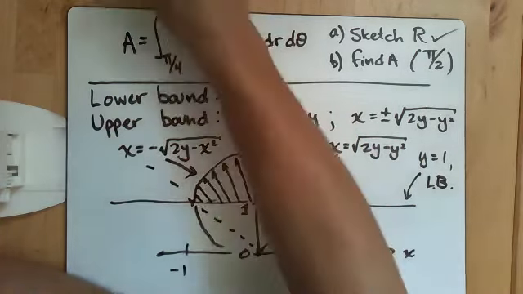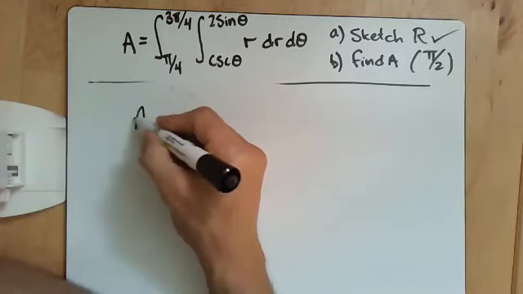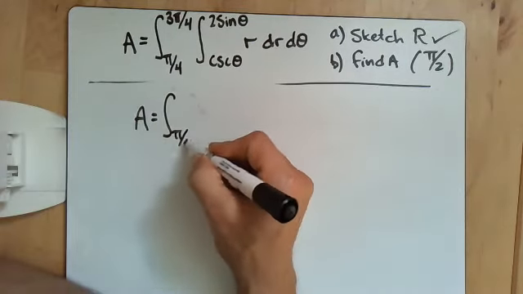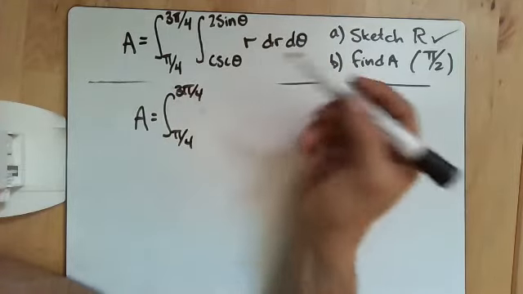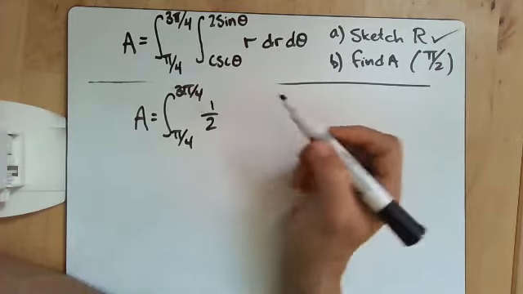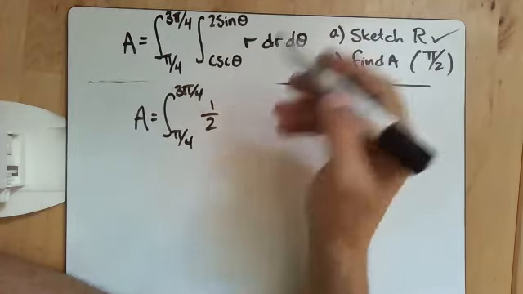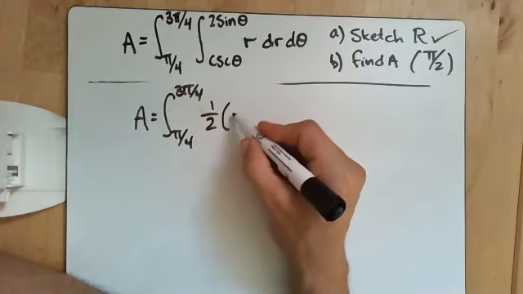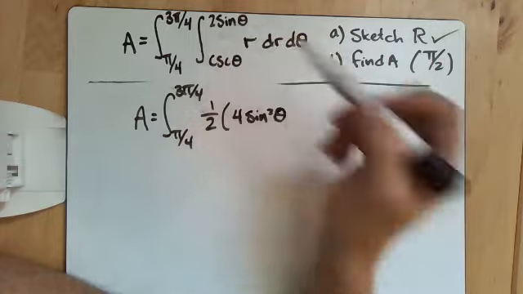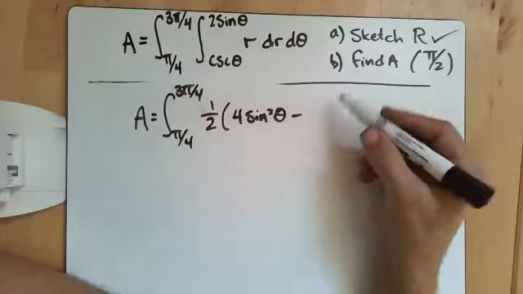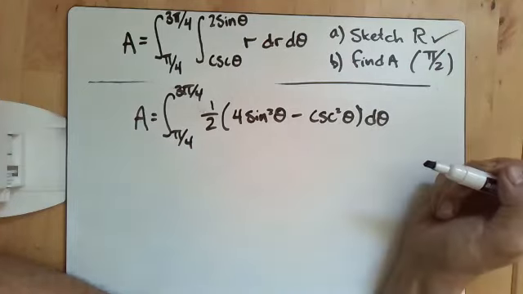All right, let me give myself room to work. So here I have A is equal to the integral from pi over 4 to 3 pi over 4. When I do this inner integral with respect to r, I get r squared over 2, or I'm going to write it as 1/2 r squared, and we're evaluating r at 2 sine theta and cosecant. So we're going to have 4 sine squared theta, that's r squared evaluated at the upper bound, minus r squared evaluated at the lower bound, cosecant squared theta d theta.